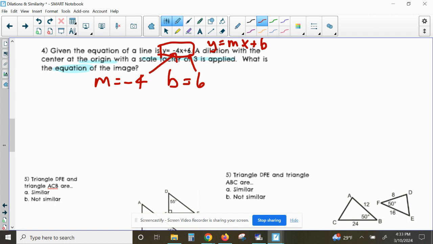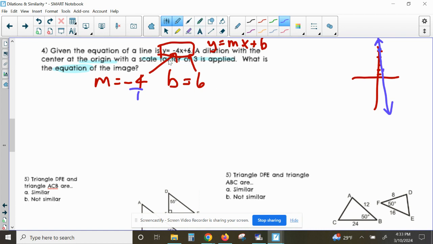Now that tells me that this line is on this graph. It has an intercept of 6. 1, 2, 3, 4, 5, 6. So that means it crosses here. It has a slope of negative 4 over 1. So that means it goes down 4, 1, 2, 3, 4, and over 1. So my line looks like this, if we remember from Algebra 1.